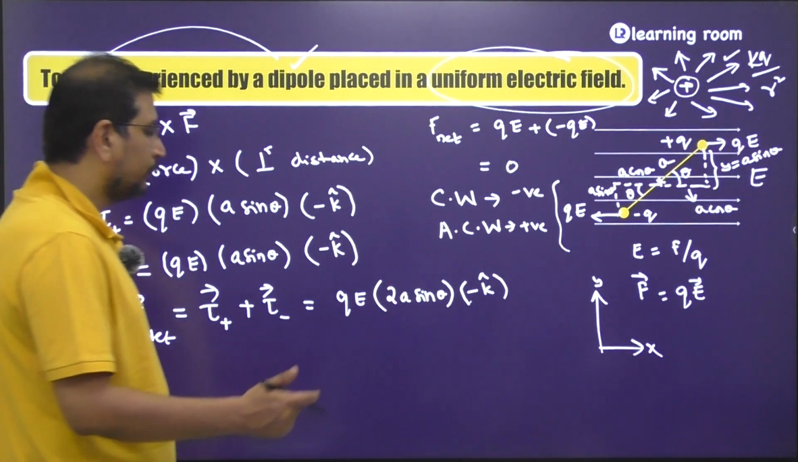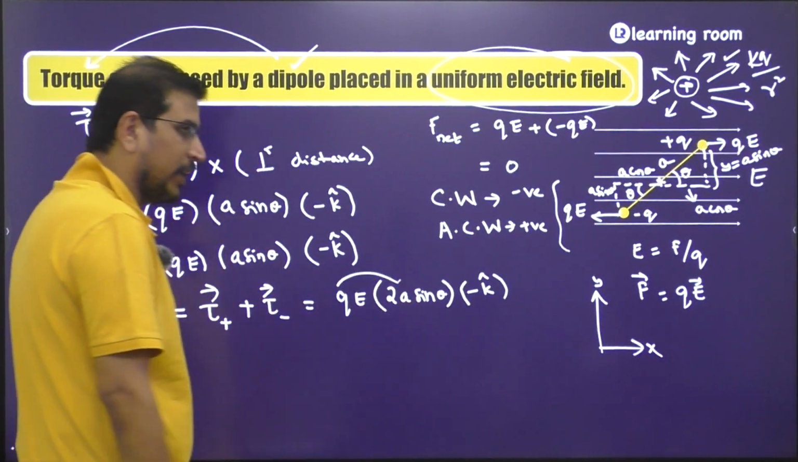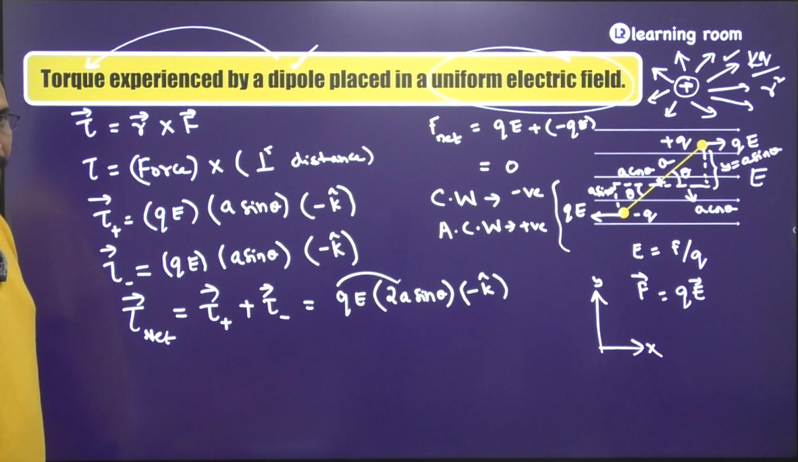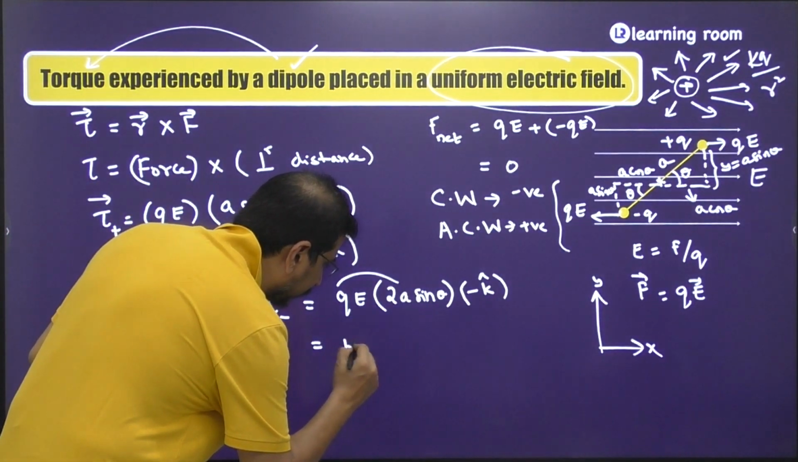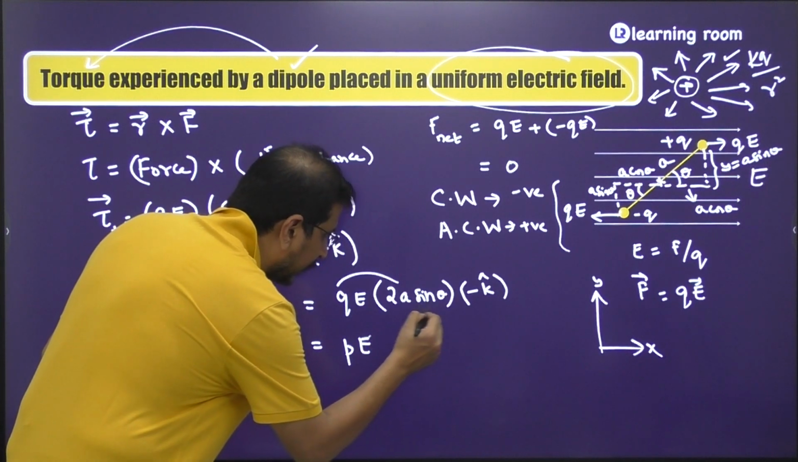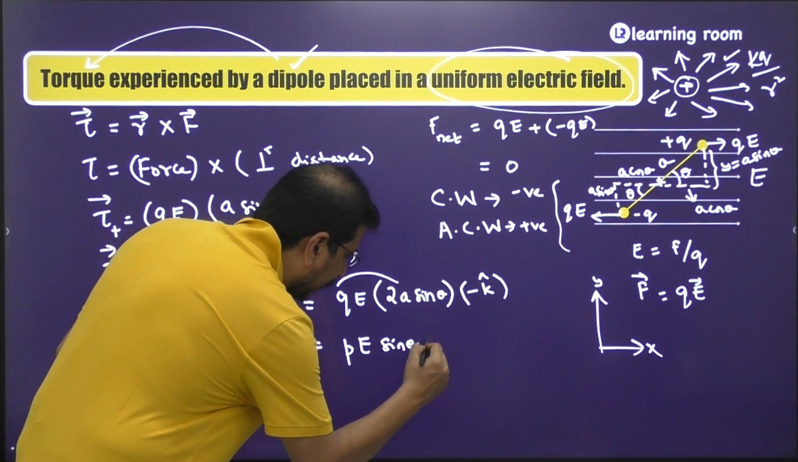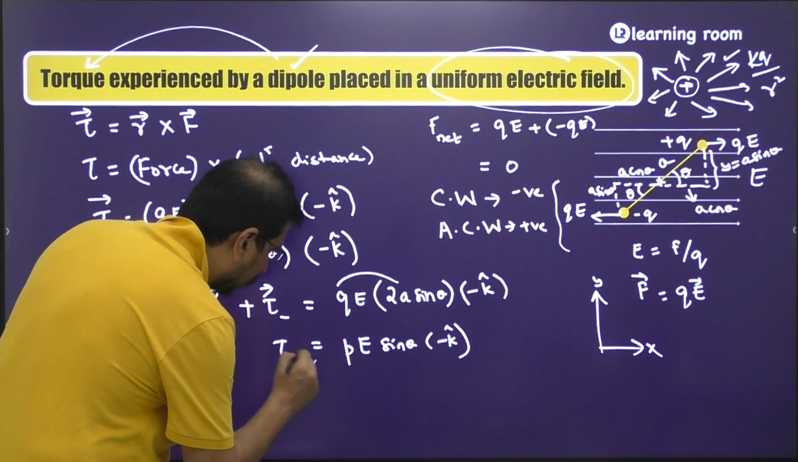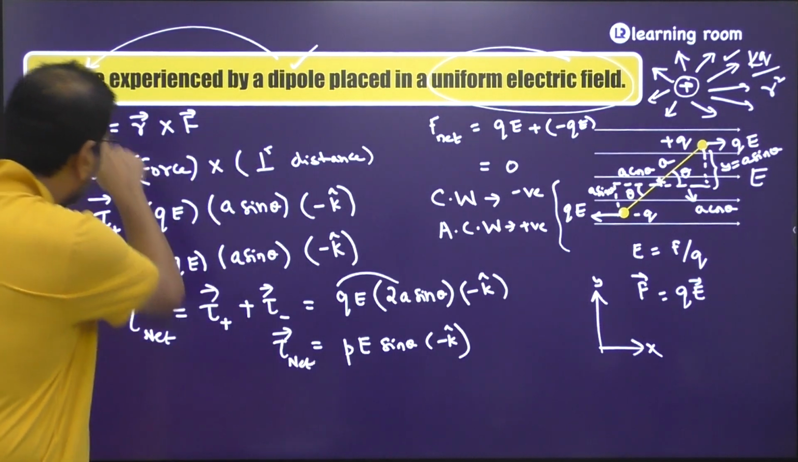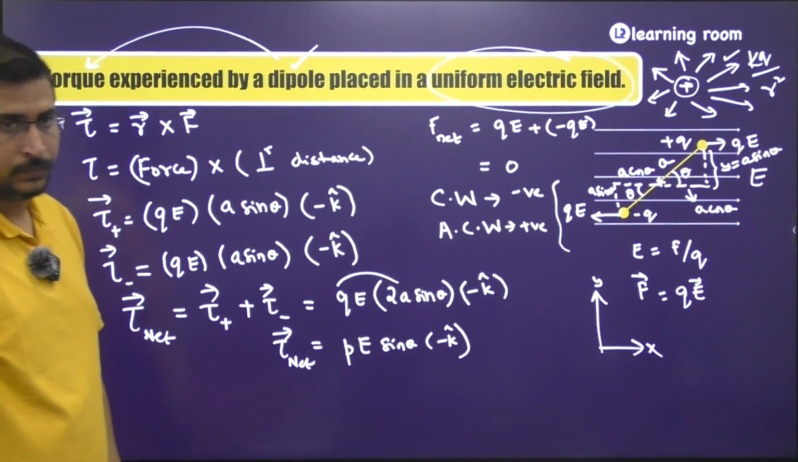Right? Now it's simple. What is this Q into 2A? It is P into E. So this is P into E, and you're left out with sin theta and negative of k cap, which is going to be the net torque that is experienced. So this is the torque that we are trying to answer.